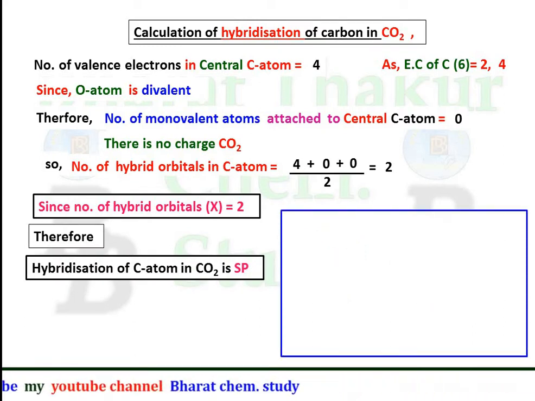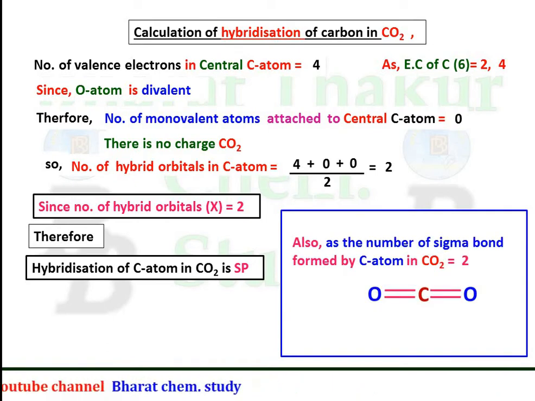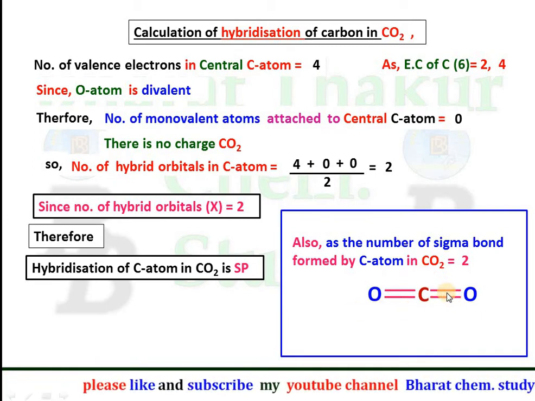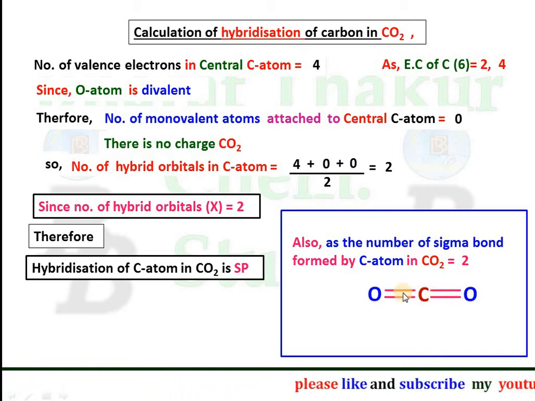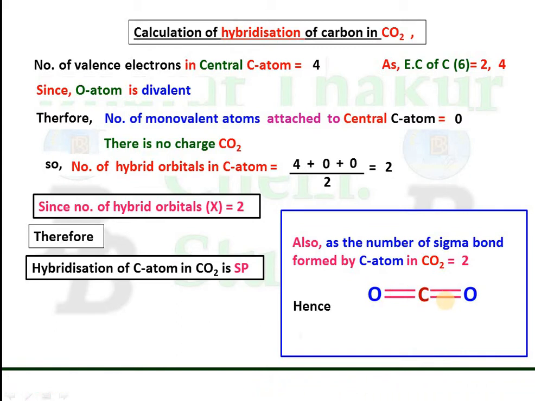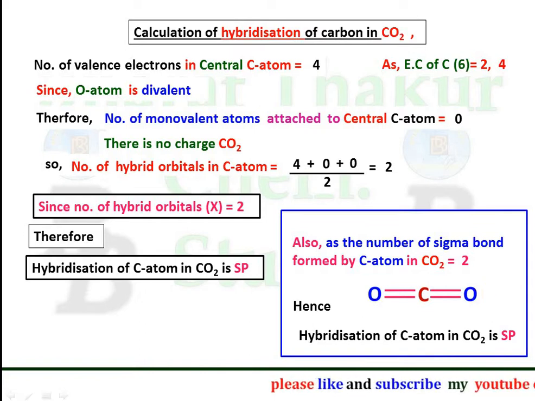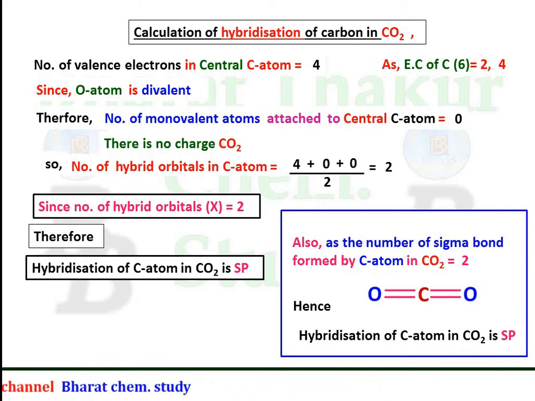Now let's use the second formula also, it can also be applicable here. Since in the molecule of carbon dioxide carbon is forming 2 sigma bonds as shown in this structure, because we know that a double bond always contains 1 pi and 1 sigma. So here carbon is forming 2 double bonds. That means it contains 2 sigma and 2 pi bonds. Therefore, the hybridization of the carbon atom in carbon dioxide is sp because it has 2 sigma bonds.